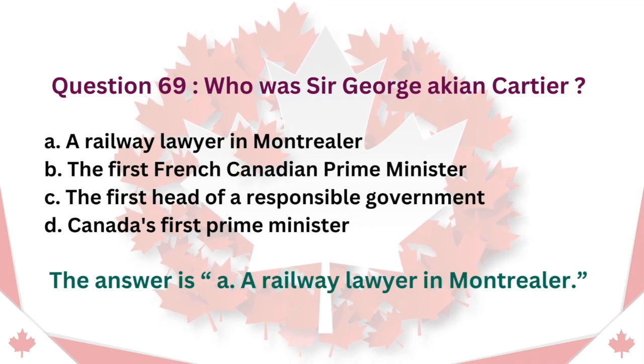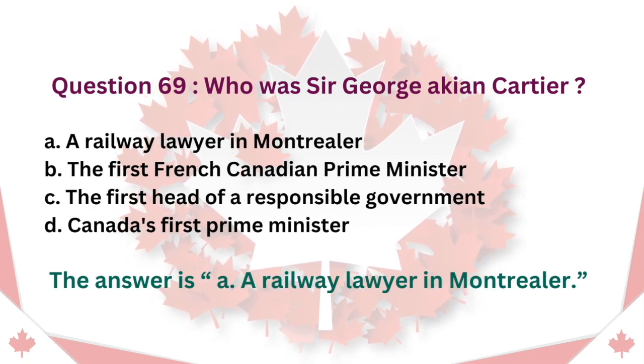Question 69. Who was Sir George-Étienne Cartier? A. A railway lawyer in Montreal. B. The first French-Canadian Prime Minister. C. The first head of a responsible government. D. Canada's first Prime Minister. The answer is A. A railway lawyer in Montreal.